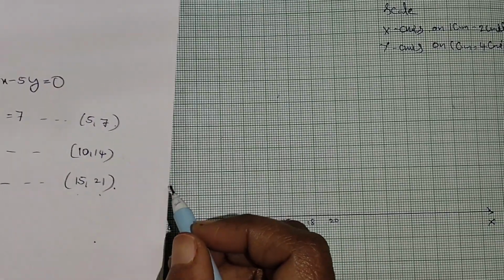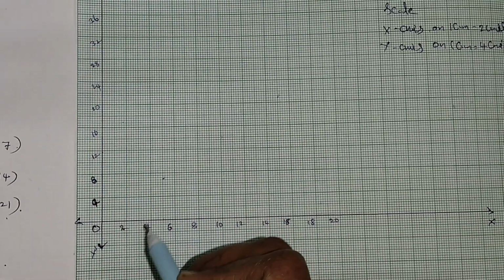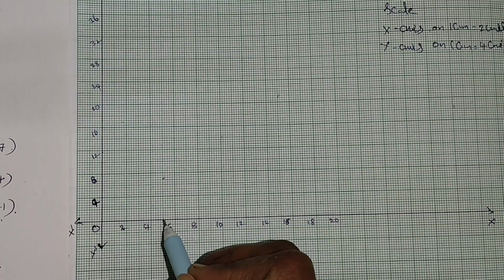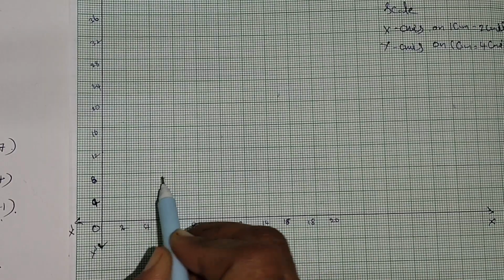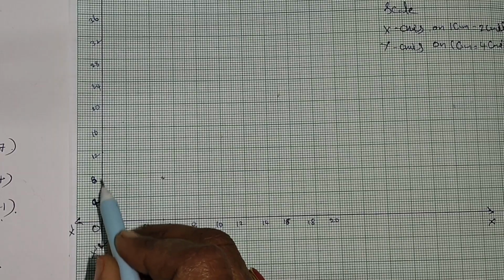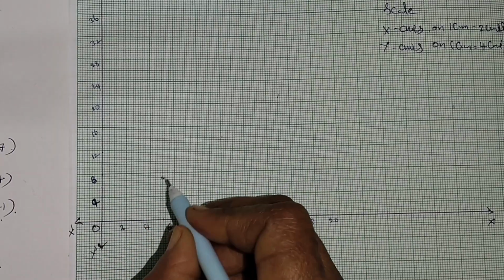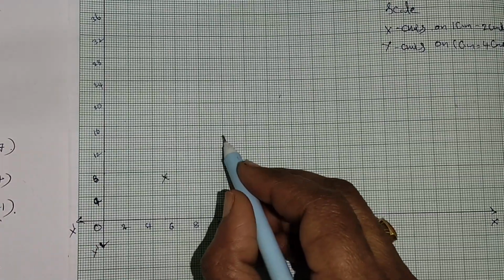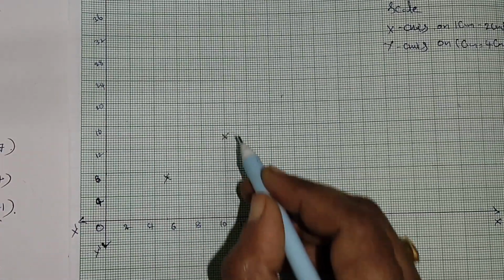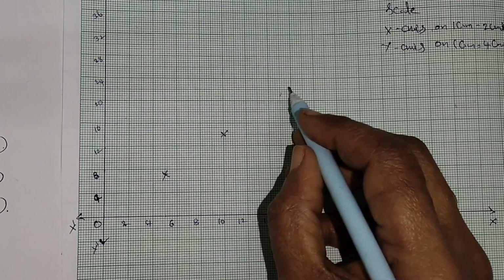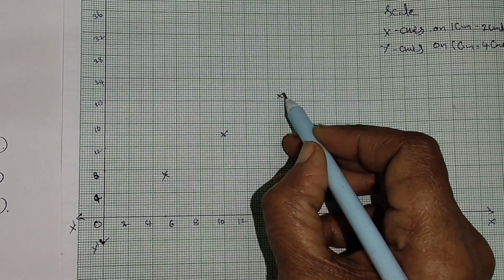First we mark the point 5 comma 7. 5 is in the middle, and 7 is here: between 4 and 8 the middle is 6, and between 6 and 8 the middle is 7. So this is the point. Next 10 comma 14, and then 15 comma 21.